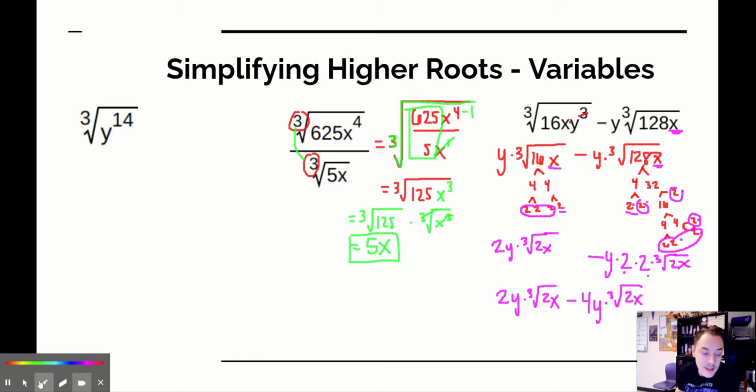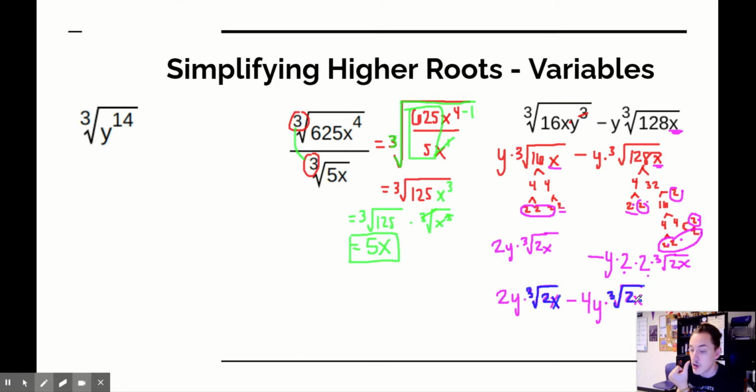Now, when I get something like this, pay very close attention. You start to see that the indices are the same, 3 and 3. And then you also see right here, I'll highlight this in blue, that the 2 x's are the same. So not only is the 3 the same, but the 2 x's are also the same.